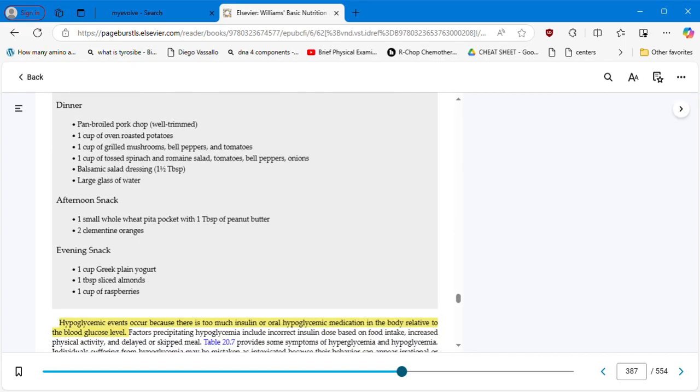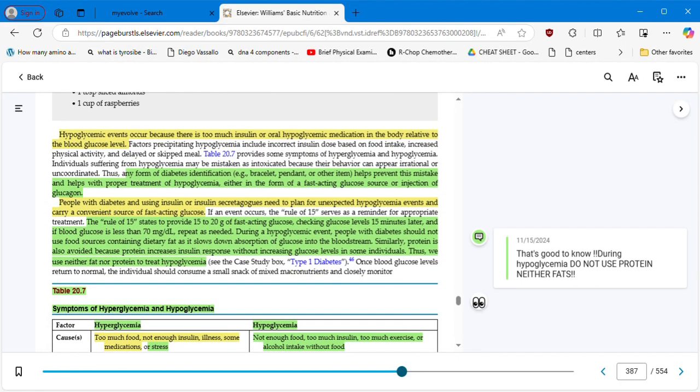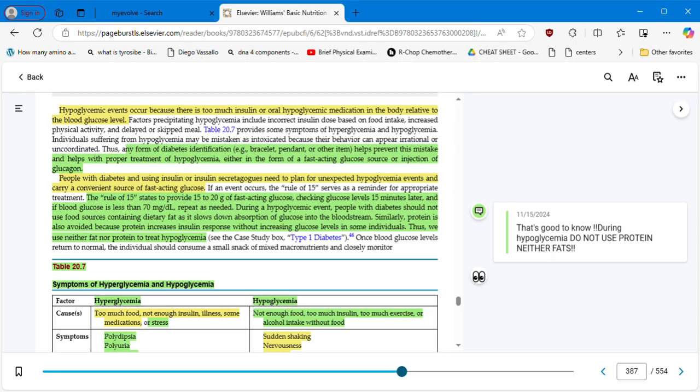Excellent. And then a hypoglycemic event occurs because there is too much insulin or oral hypoglycemic medication in the body relative to the blood glucose level. So hypoglycemia occurs, again, because there is too much insulin or oral hypoglycemic medication in the body relative to the blood glucose level.